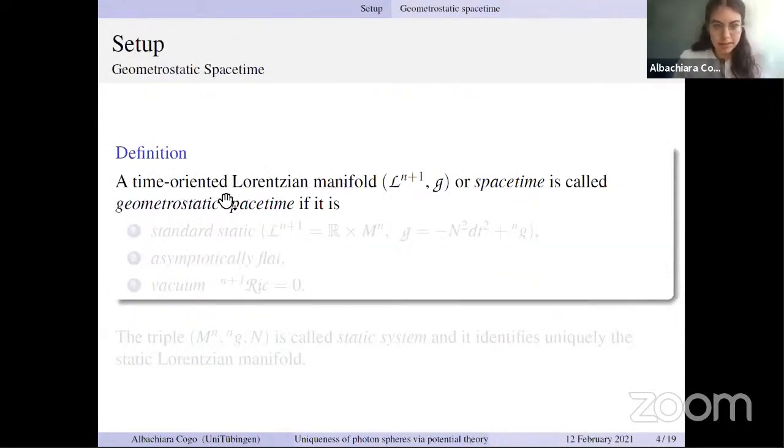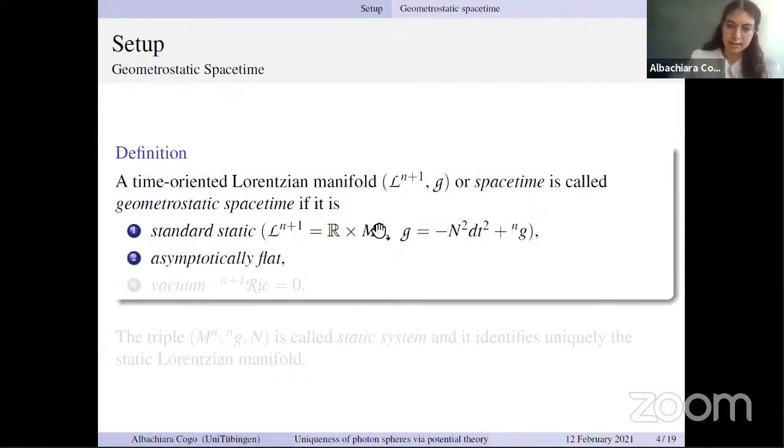A geometrostatic spacetime, which is our ambient, is an n+1 dimensional spacetime, such that it's standard static, which means that it's a warped product just of R and a Riemannian manifold Mg, with warping function N, which is called the lapse function. And then it's asymptotically flat, which means that this Riemannian manifold at infinity behaves like a Euclidean space. And then it is vacuum, which means that the Einstein vacuum equation is satisfied. And so the Ricci of this spacetime vanishes.